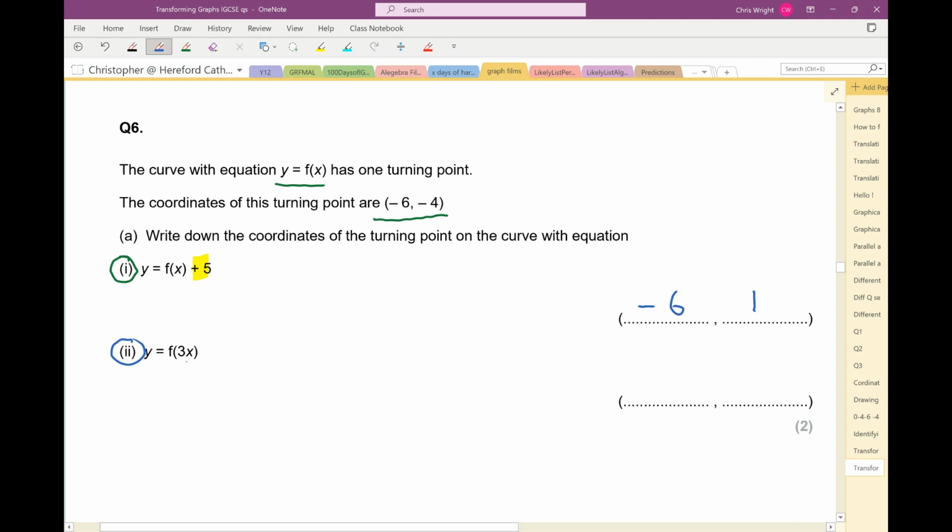Right, part 2. Y equals f of 3x. Well, the change is inside the bracket, so it's going to be a change to the x-coordinate in the direction we wouldn't expect. So I'm not going to multiply the x-coordinate by 3. I'm going to divide it by 3, and the y-coordinate remains unchanged.